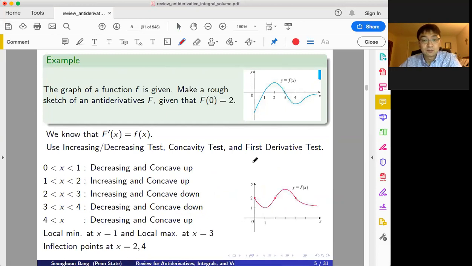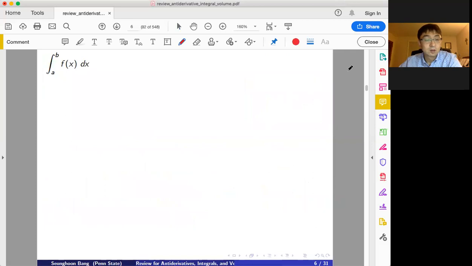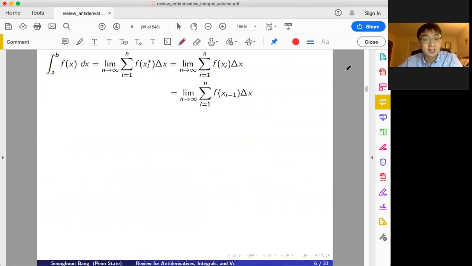The next one. The integral from a to b of f of x dx. So we need to know the exact limit definition. Limit as n approaches infinity, summation from i equals 1 to n, f of xi star times delta x. Or summation from i equals 1 to n of f of xi minus 1. The other one is xi minus 1 plus xi over 2. So here, this is xi star.